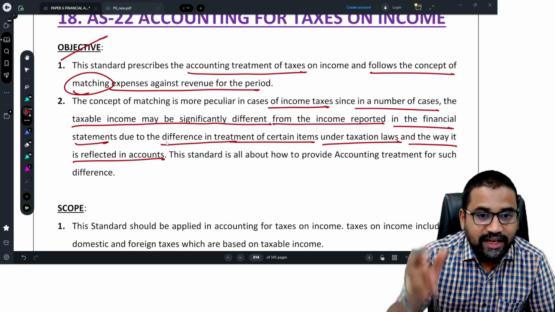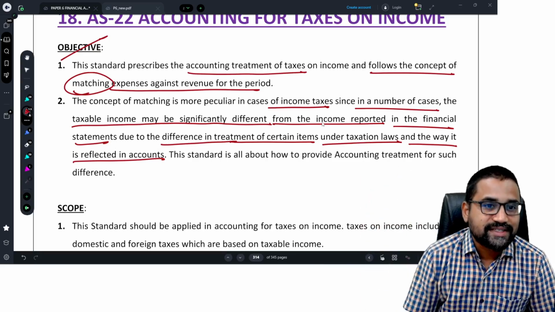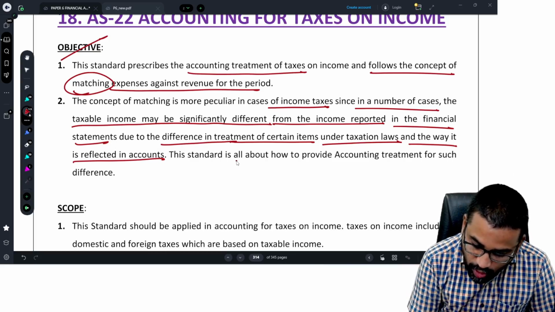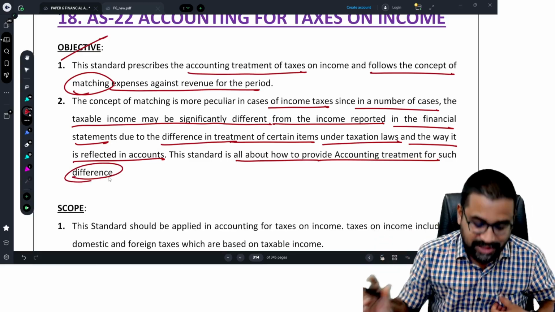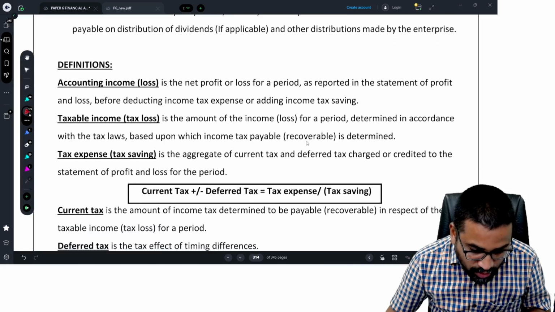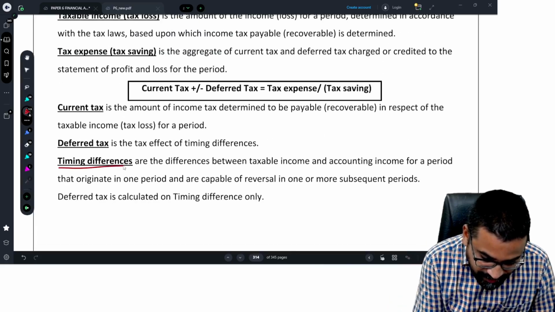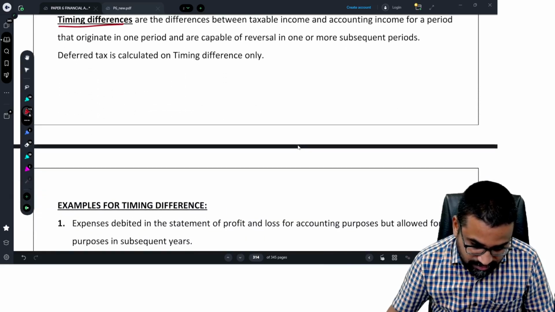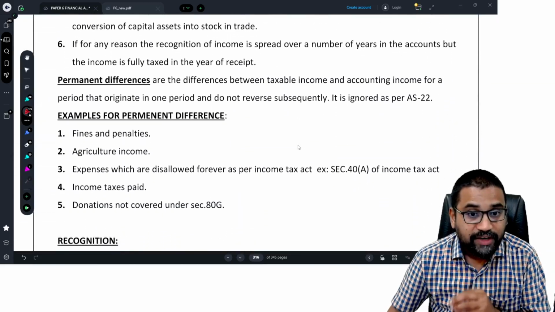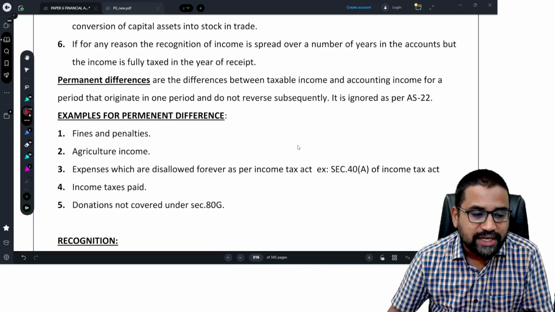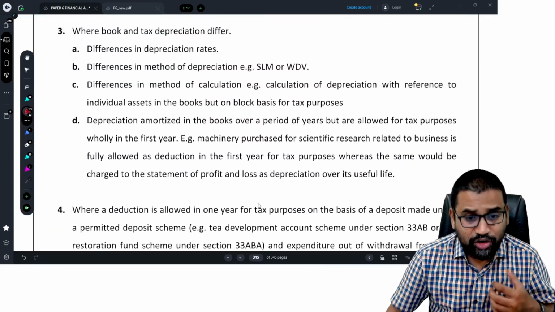That difference we identify, and if the difference is only a timing difference, we anticipate the tax effect of the timing difference now itself. That is the standard. So this standard is all about how to provide accounting treatment for such a difference, the difference between accounting income and taxable income. And I told you that the difference can be of two types. What is that? Timing difference, permanent difference. And we recognize deferred tax only for timing difference. Because if it is a permanent difference, there can't be any effect of tax in future. So therefore, we are not bothered about permanent difference.